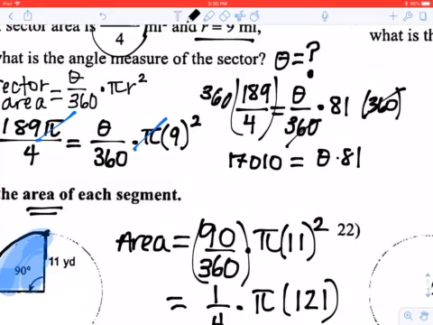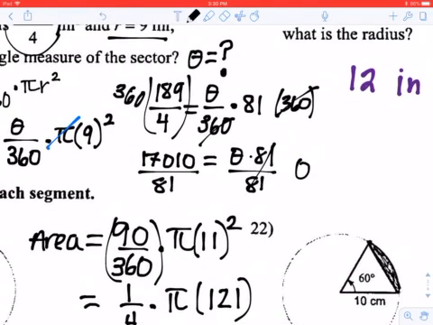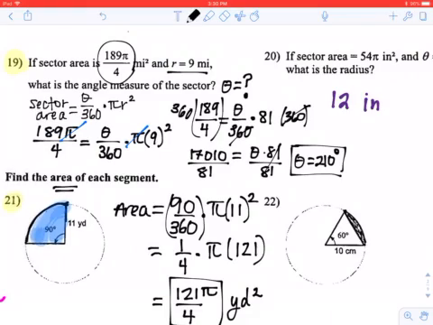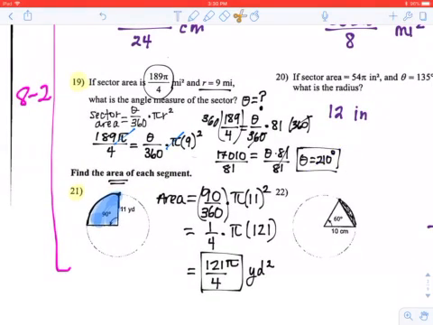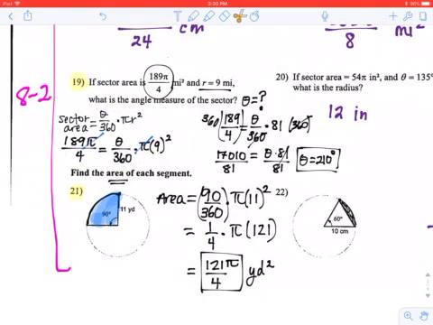So how do I get that theta by itself? Divide by 81, of course. And there you go. Divide by 81. So theta is equal to 210 degrees. Now, just so you know, there are different ways of solving this, okay, as long as you're getting the right answer, 210 degrees. So let me just show you really fast.